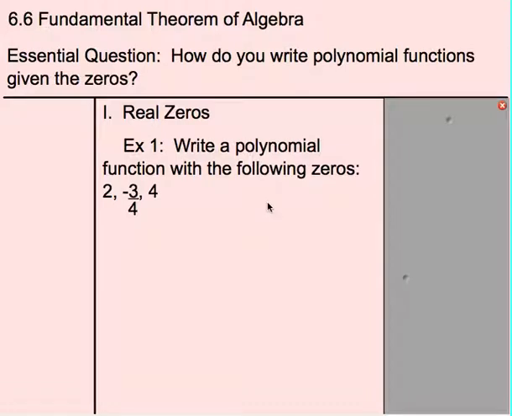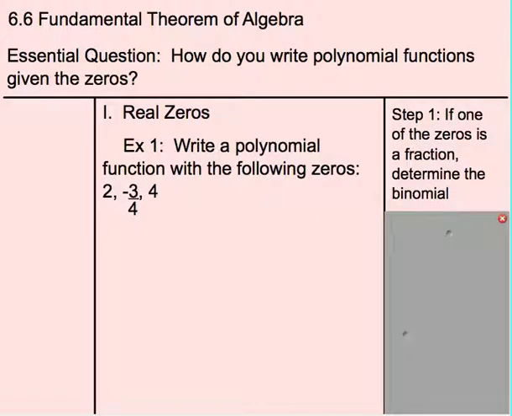So in this lesson, we're going to learn how to write a polynomial function given the zeros. Remember, the zero of a function is also the x-intercept. So it's when the value of the function equals 0. The y value is 0. So we start, if we have a fraction, we can determine the binomial from which it came.